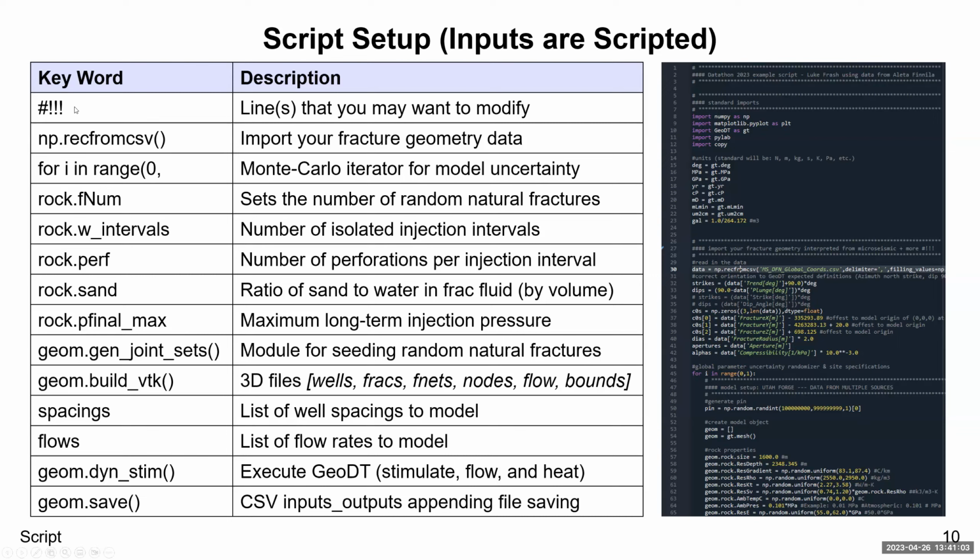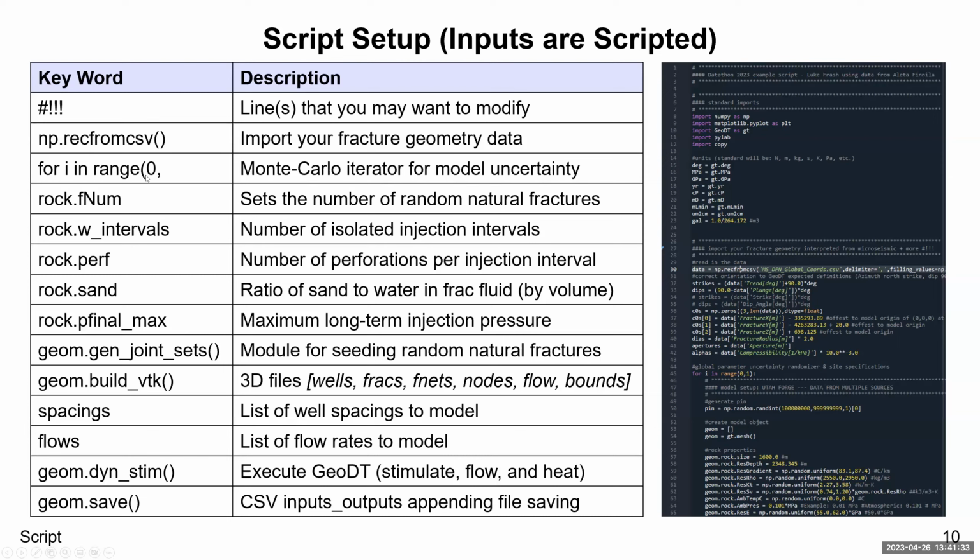So first off, you'll see this keyword, hashtag exclamation points. This is just a way of flagging locations in Spyder that you might want to come and look at, areas of interest in the code. Next, we have this recfromcsv function. This is a NumPy function that will be importing the fracture geometry data from your file. And then we already talked earlier about the range for the in range parameter.